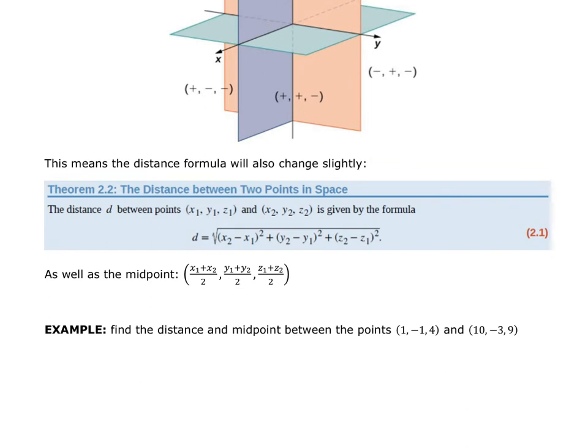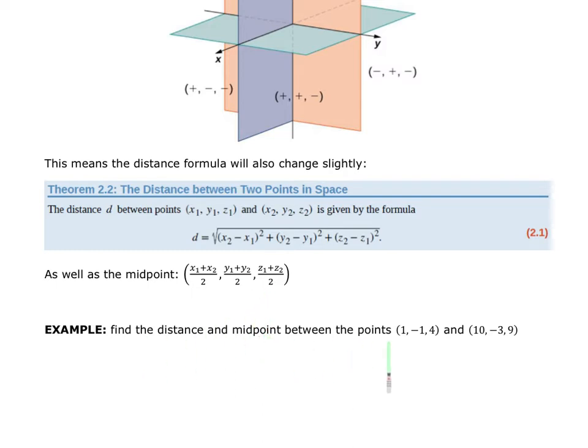The distance between 2 points is going to change slightly. Instead of just having the differences in the x's squared and the differences in the y's squared, now we have to introduce the differences in the z's squared as well. The midpoint also changes. It's going to be the sum of the 2 x's divided by 2, the 2 y's divided by 2, and the 2 z's divided by 2.